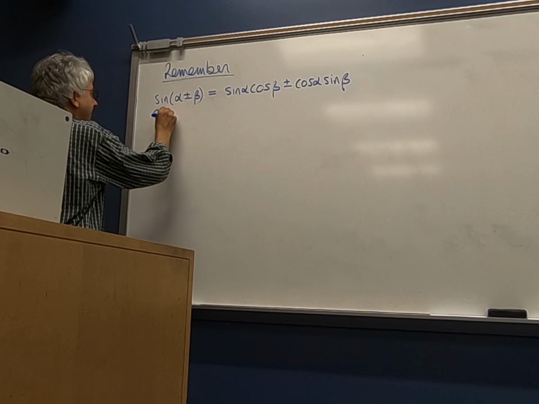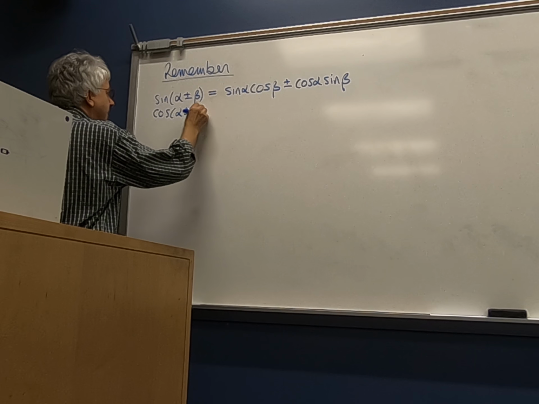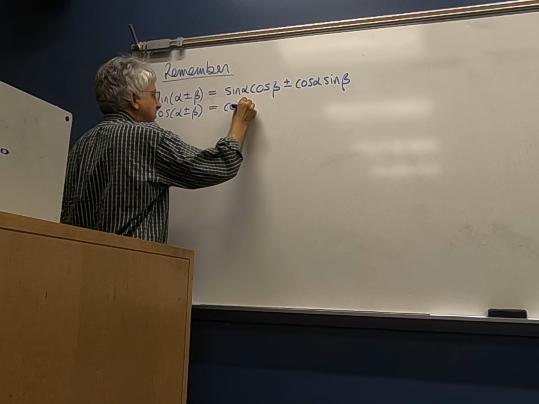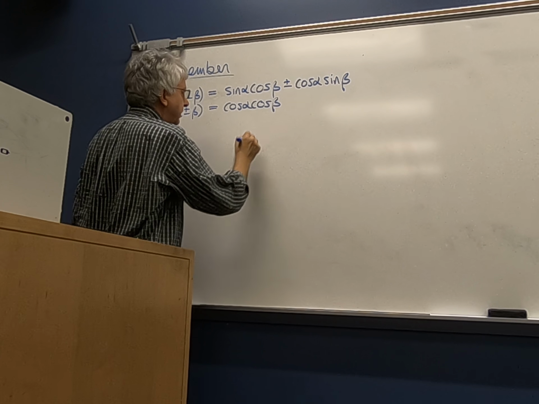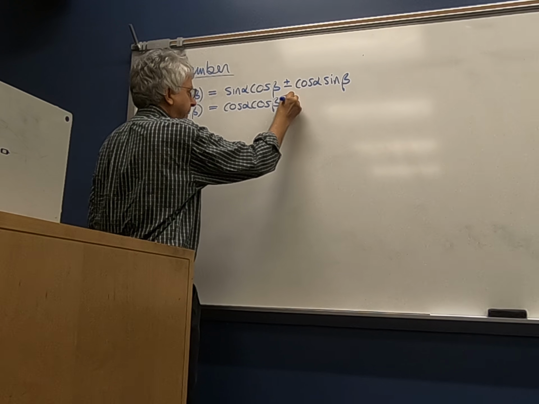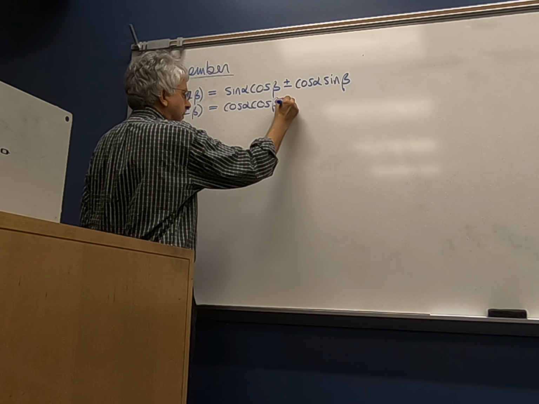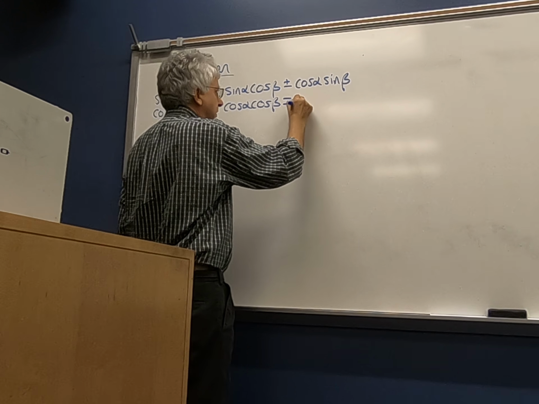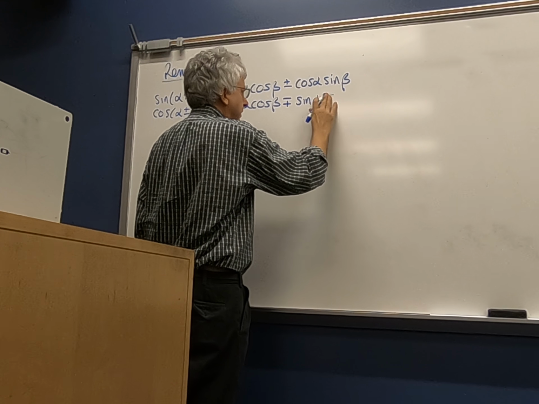So that's cosine of alpha plus or minus beta is cosine alpha cosine beta. So you see there's this curious thing where they're the same, but the signs are different. So if this is a plus, then this is a minus. If that's a minus, then this is a plus. Right? And then these are both sine alpha, sine beta.